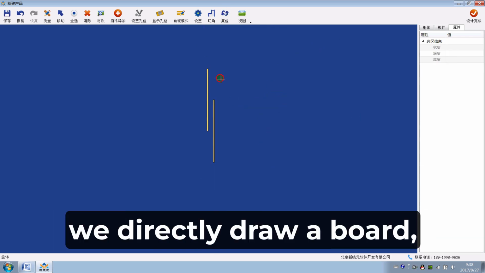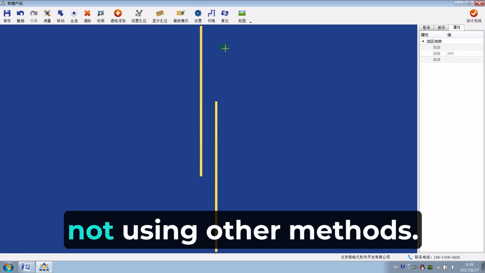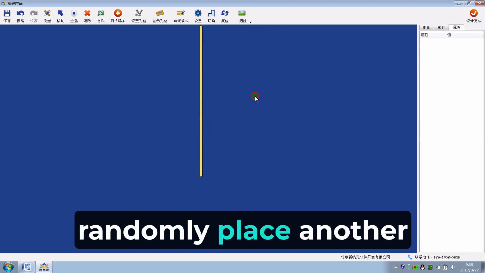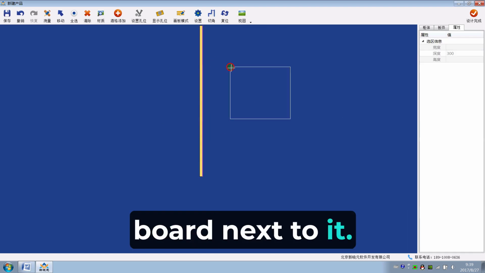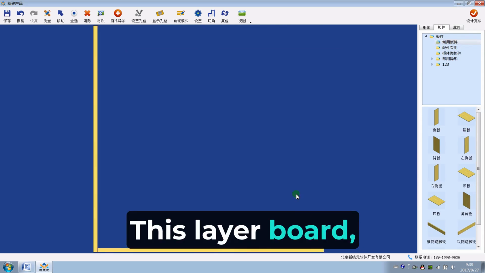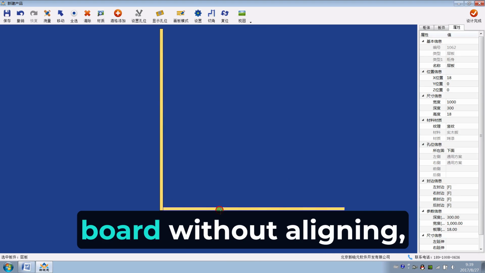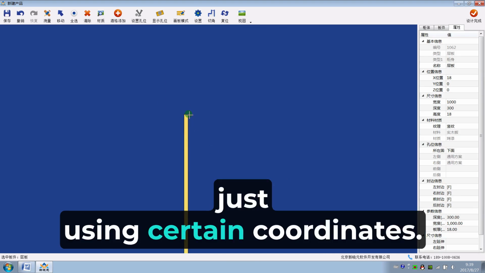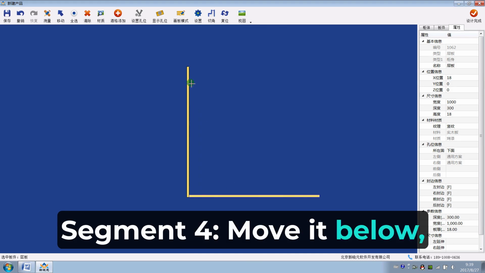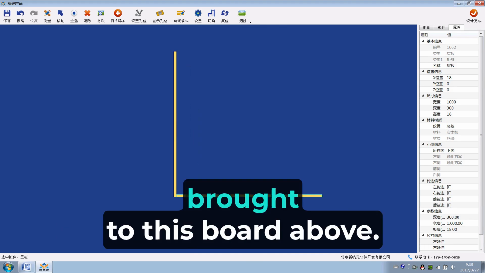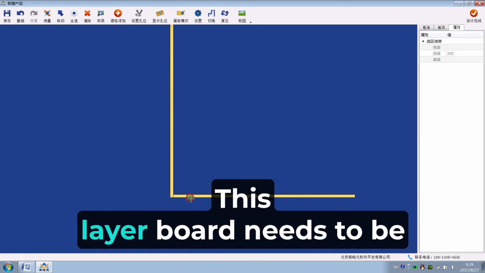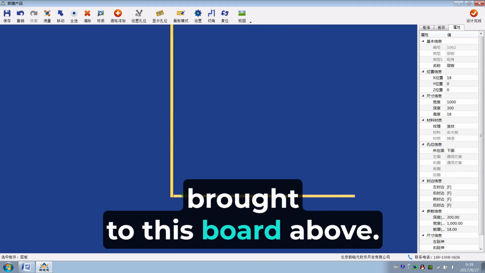For example, we directly draw a board, not using other methods. We stick this board and then randomly place another board next to it. This layer board, I want to move it below this board without aligning, just using certain coordinates. Move it below, so this board needs to be brought to this board above.